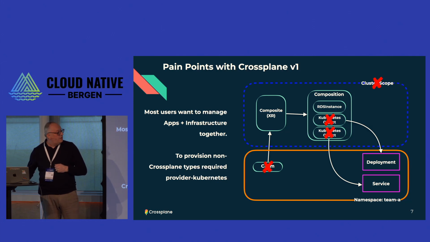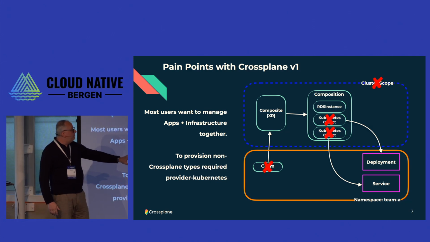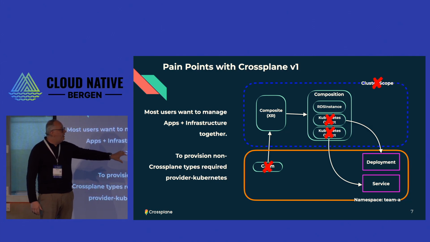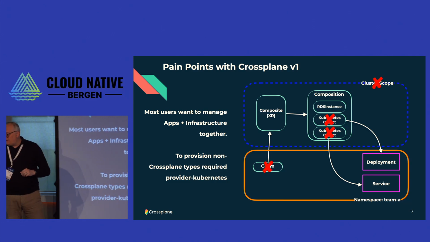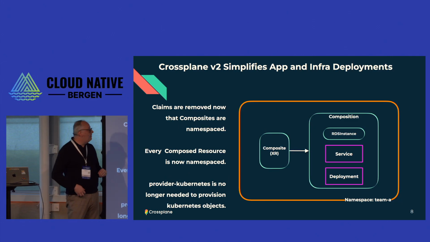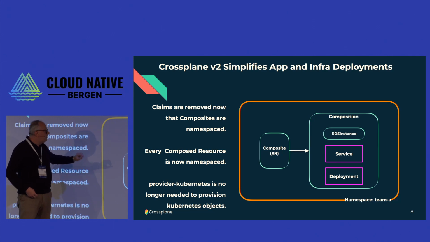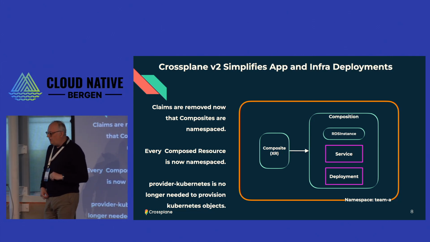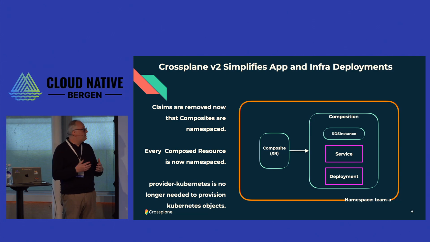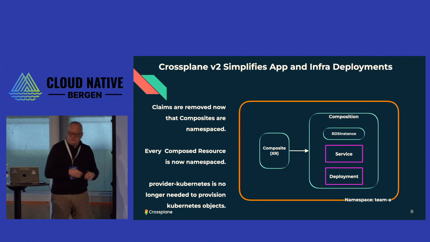So in Crossplane v2, pretty much everything is namespace scoped. Crossplane doesn't need provider Kubernetes anymore. It'll just manage things directly, and claims are gone, right? So everything is much simpler in the next model. This is what it looks like now. We have no more claim. Crossplane will just manage everything together, right? So we could just drop this in a namespace. The provisioning of everything is much simpler. So yeah.